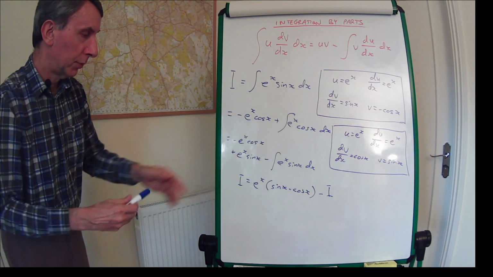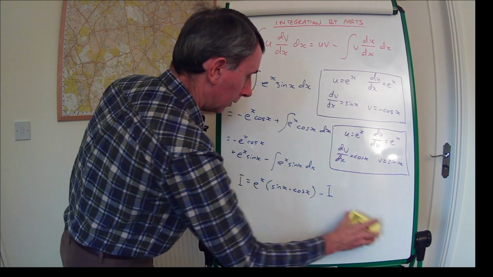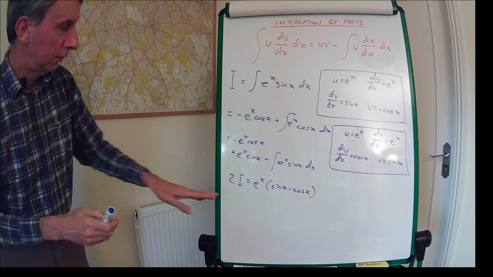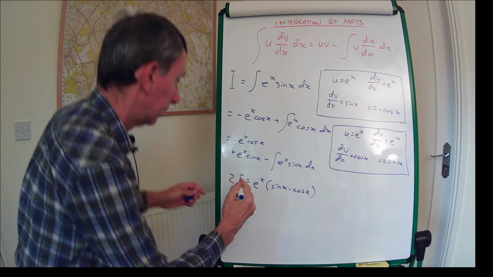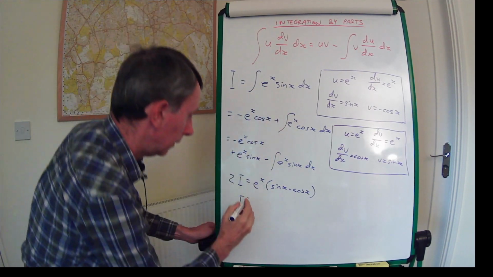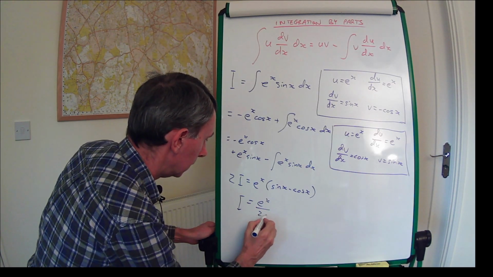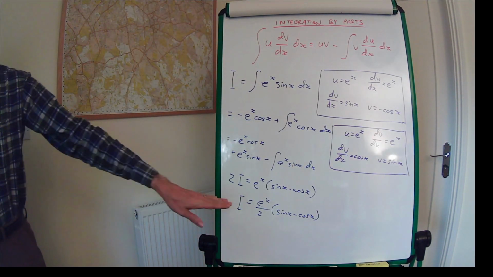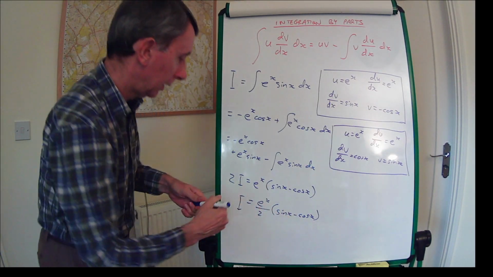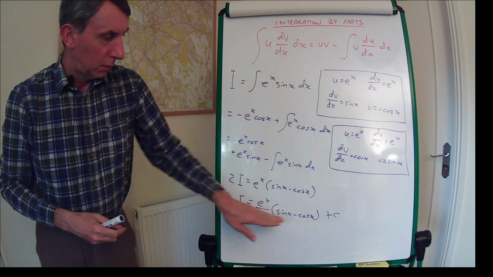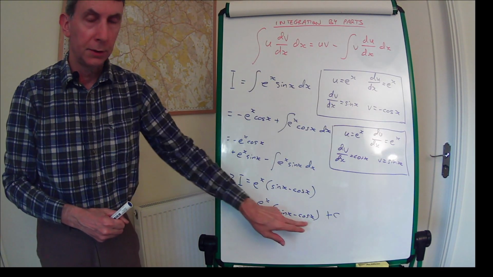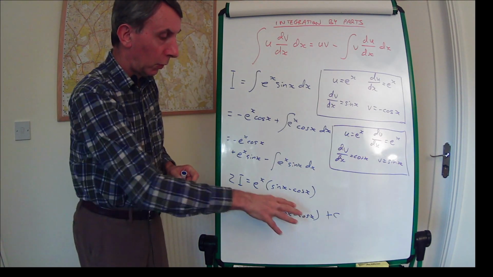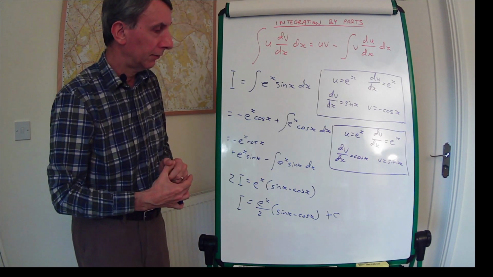Now I can just bring my capital I over to the left-hand side. So twice my integral is e to the x times sine x minus cos x. So my original integral that I was trying to solve is e to the x over 2 times sine x minus cos x. And that's my answer, and I probably should put a constant of integration. When you see a linear combination of sinusoidal functions, sine and cos, you might know that you can combine that into a single sine function. I won't do that in this video, but it's something else that is in the A-level syllabus.